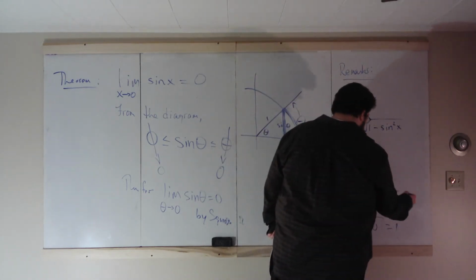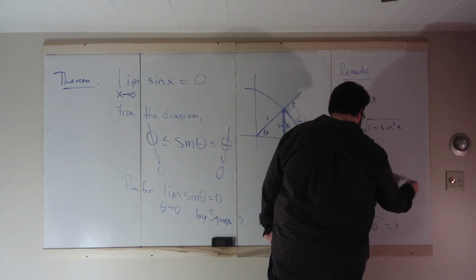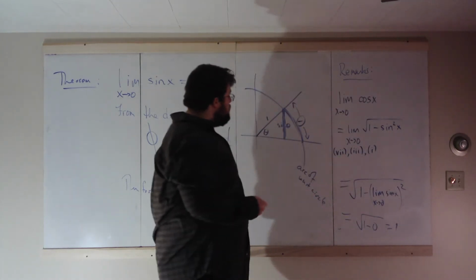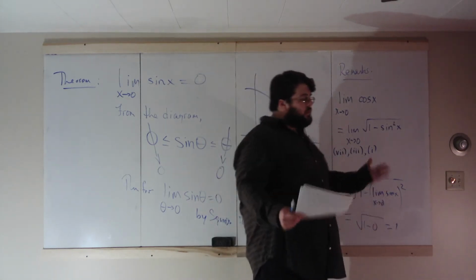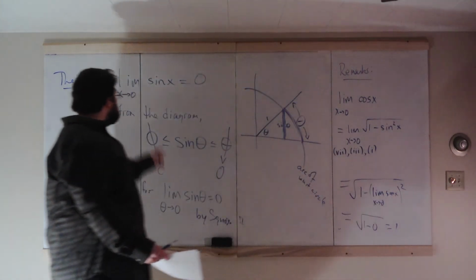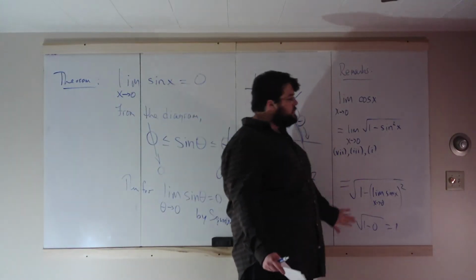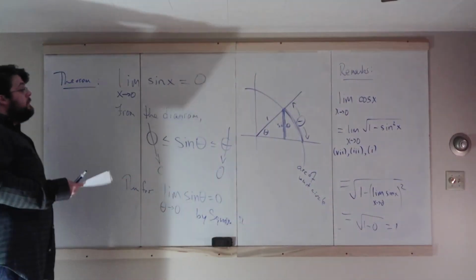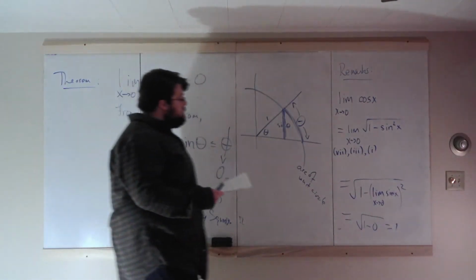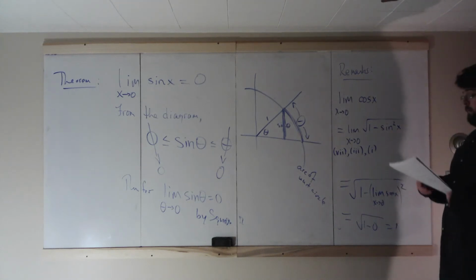We need a square. We technically applied rule 7 twice to get it inside the square root and then to get it inside the root. That limit is 1 because this limit is 0. You can think of this as a direct substitution by the end of continuity. But we have now that the limit as x approaches 0 of cosine of x is 1, as expected.